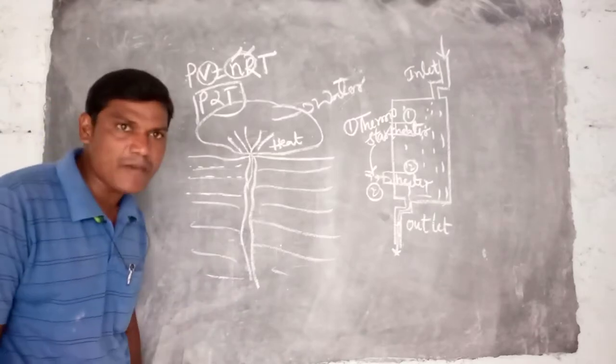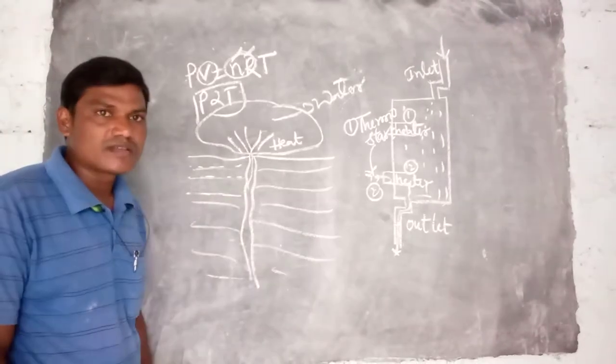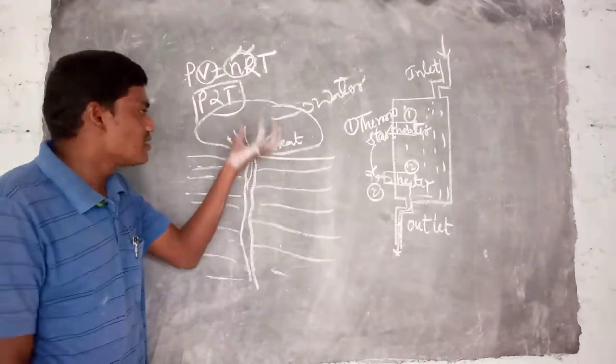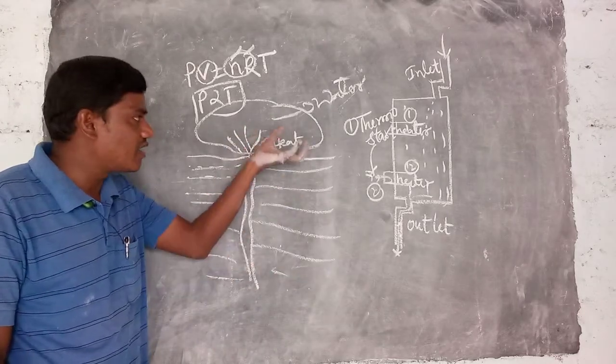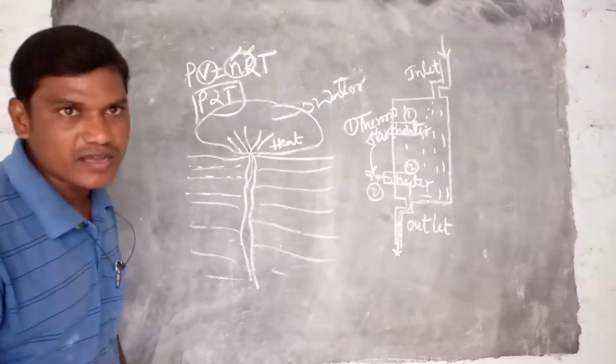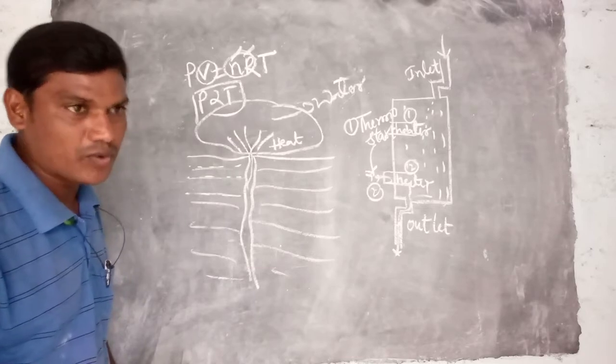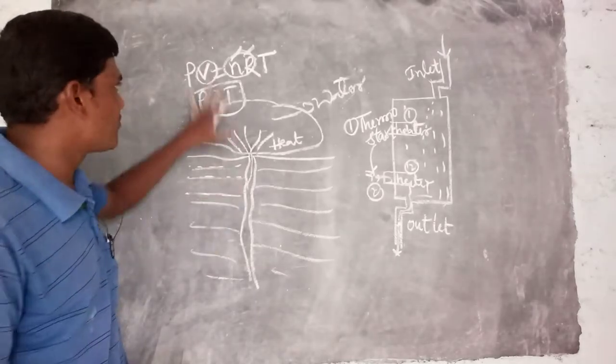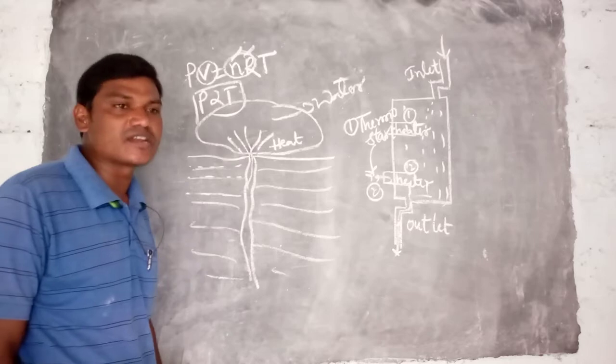After that, what will happen? The heat energy will be lost, and the hot water of the lake will change into cold water only. So this is the working method of the natural geyser.